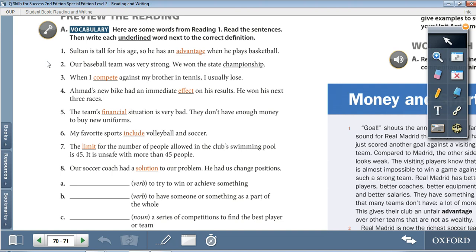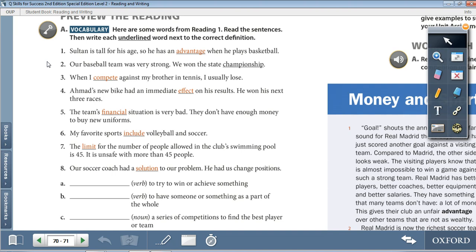2. Our baseball team was very strong. We won the state championship. 3. When I compete against my brother in tennis, I usually lose. 4. Ahmed's new bike had an immediate effect on his results. He won his next 3 races.